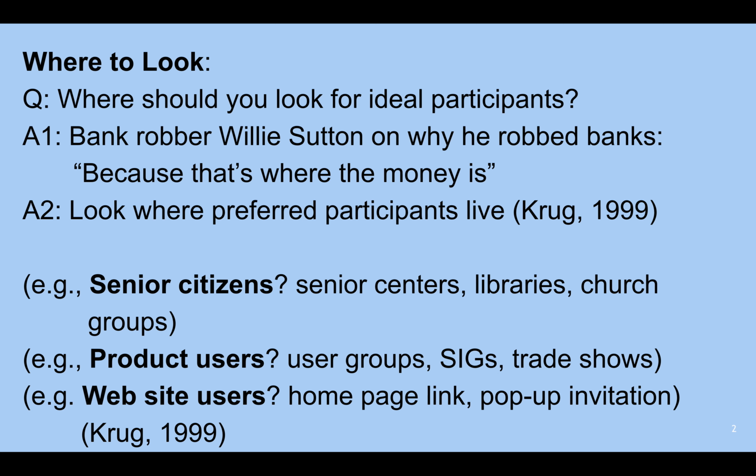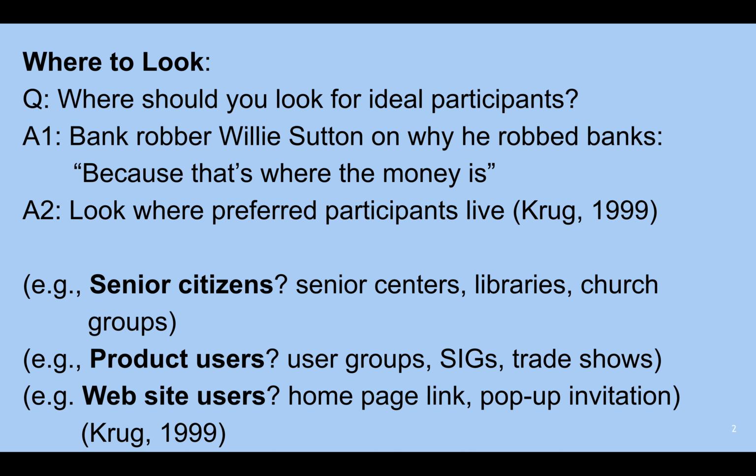As an example, the bank robber Willie Sutton, when questioned as to why he robbed banks, said because that's where the money is. So if you're looking for money, you want to go to a bank. On a related note, you want to look where your participants live, wherever they exist. You ideally want to go out to them. That makes the most sense.